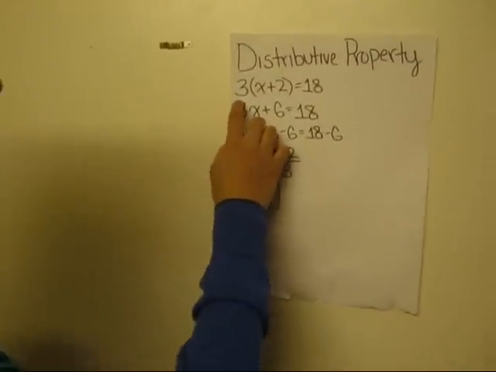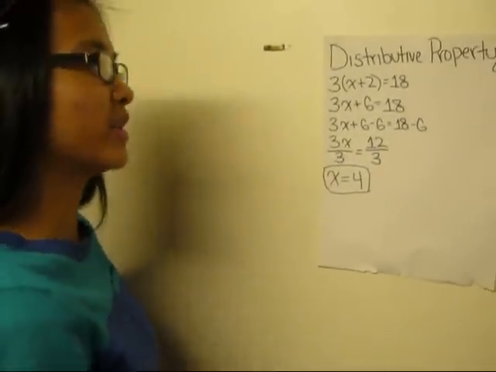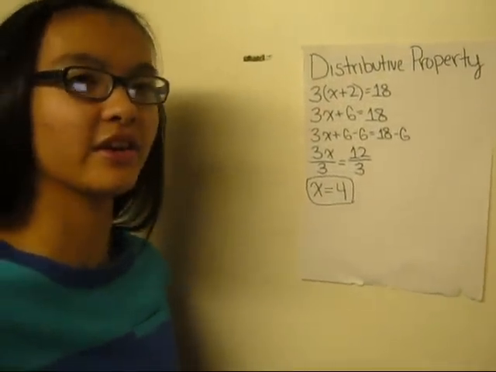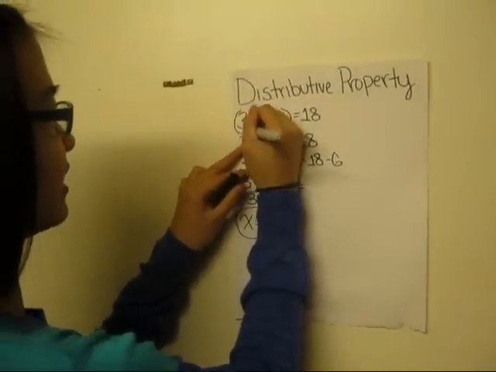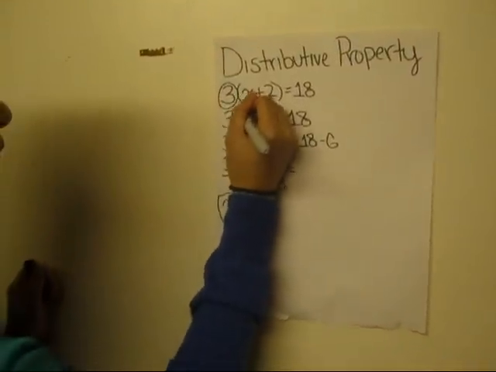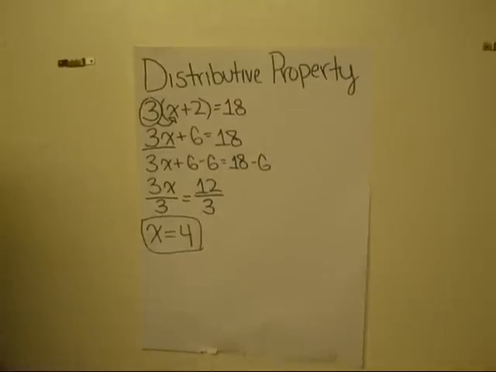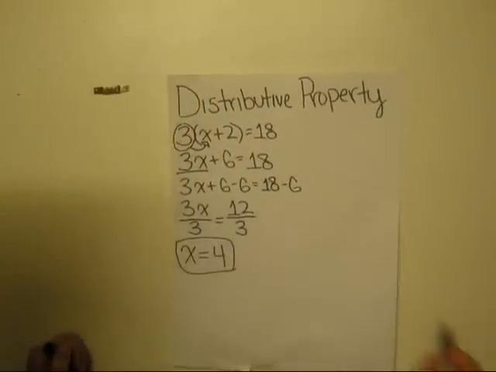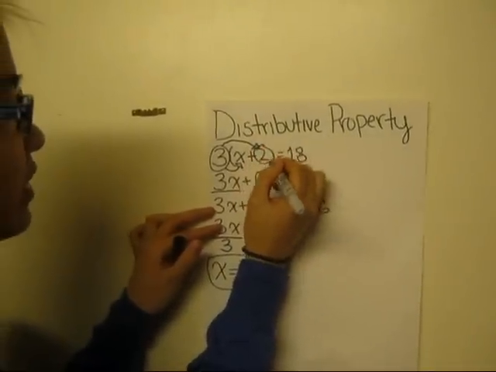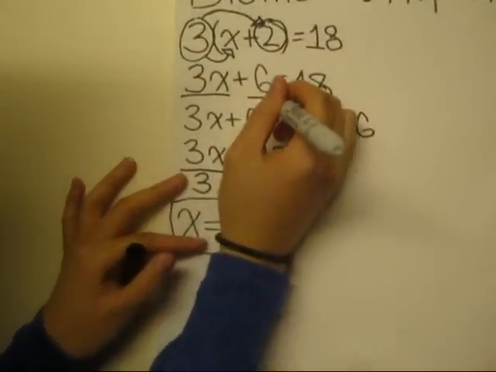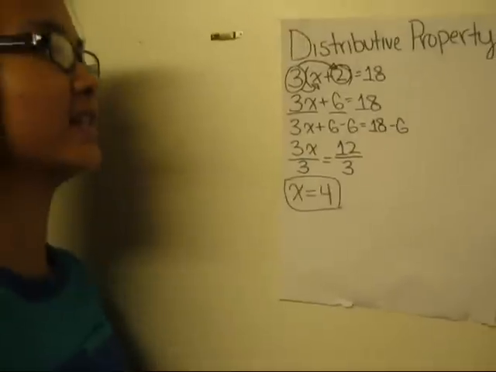Our equation is 3 groups of x plus 2 is equal to 18. To rewrite this in a statement which we can all understand, we're going to use the method of over and under. Which means we multiply this number by this number, which gives us 3x. And then we have to do the over part, which we multiply this number with this number, which gives us 6. So now our new statement is 3x plus 6 is equal to 18.